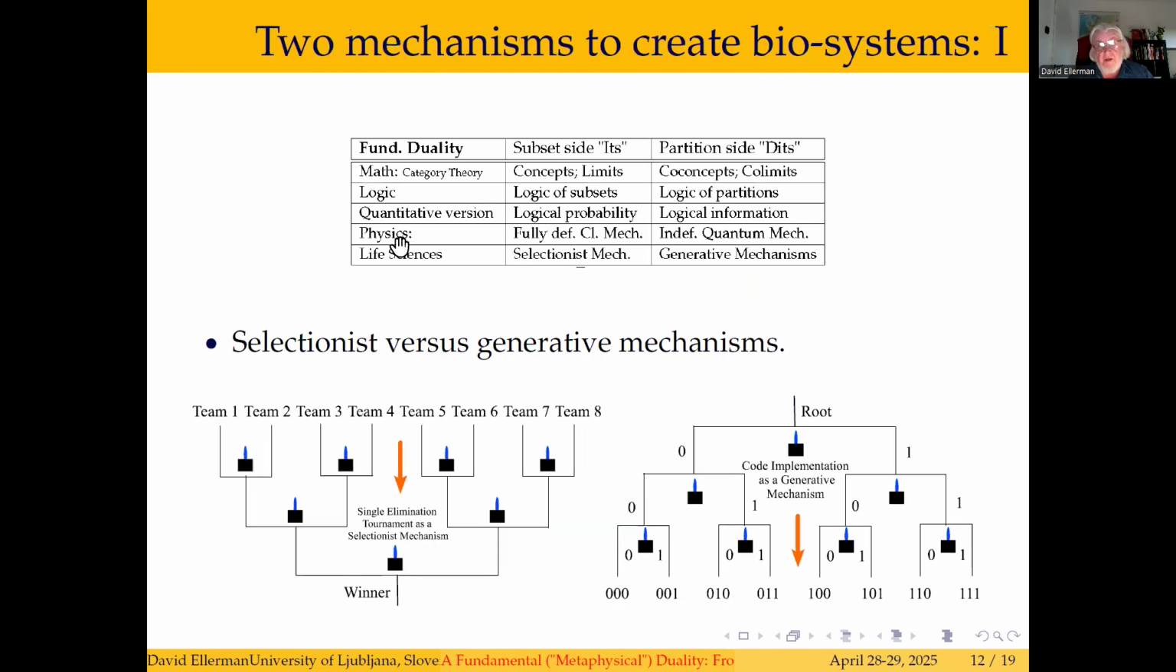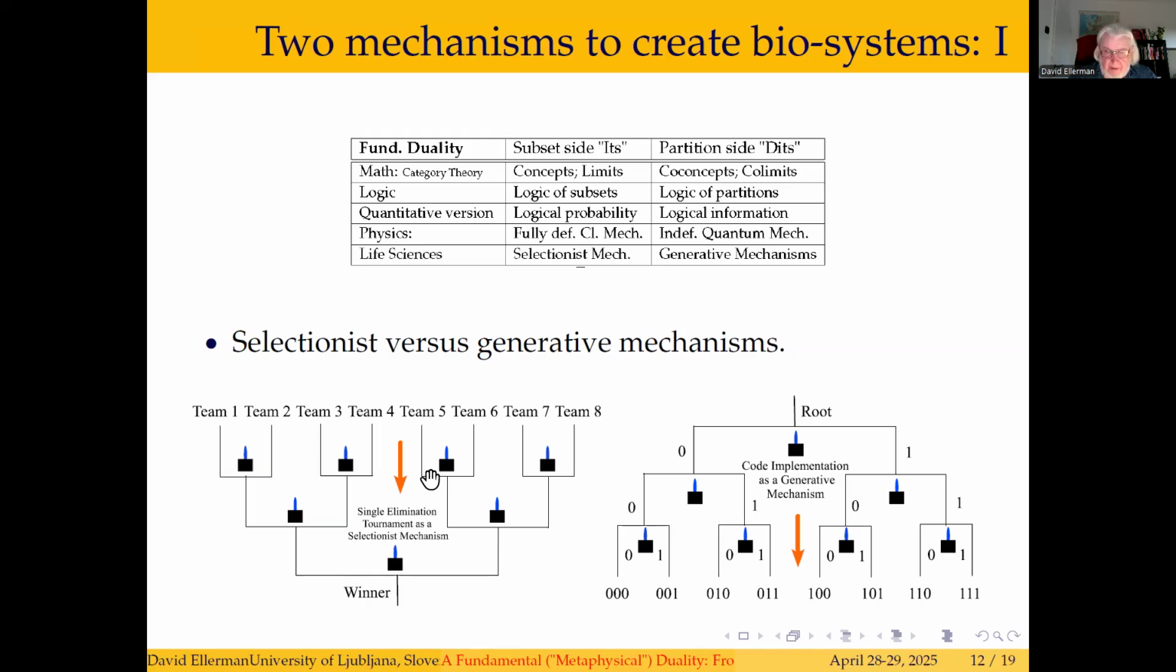So that's physics briefly. And now we go to the last, life sciences, where once again, this is the side that's developed. This is the side that is not developed, except in the case of category theory. So the basic mechanism in your usual treatment of biology is selection, Darwinian selection, the selectionist mechanism. But there is a dual mechanism, which are called generative mechanisms, and they can be defined as mechanisms that implement a code.